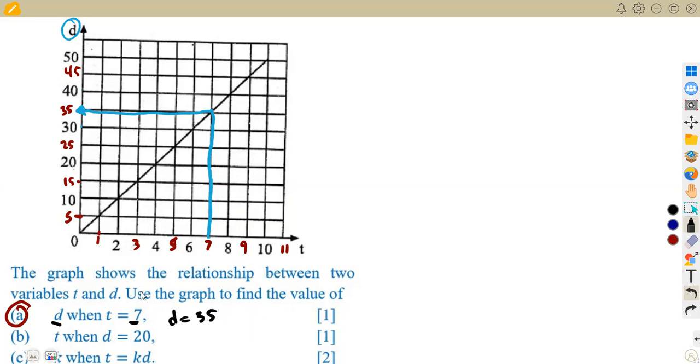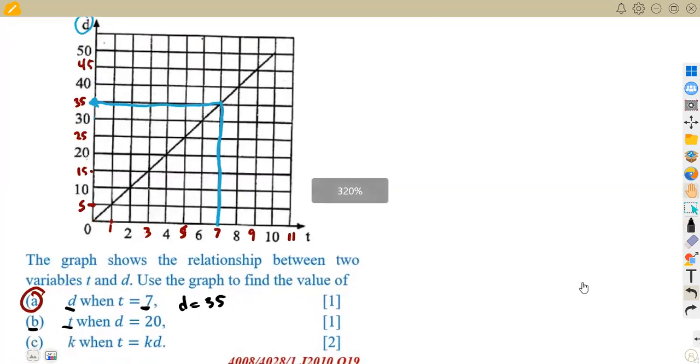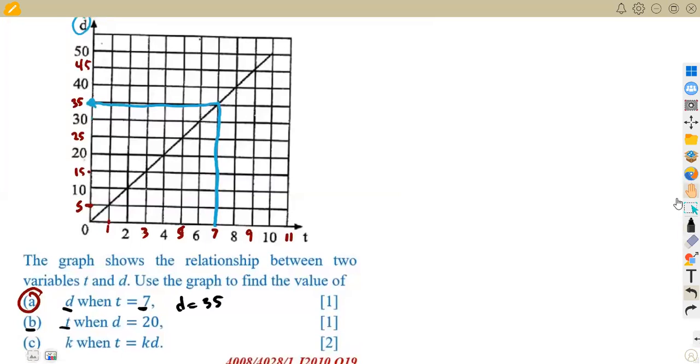That is it. B, the value of t when d is 20. Now they gave us d, meaning we are supposed to move from the side of d. They gave us that d is 20. So you move from d, which is 20 here, straight to the graph, to the straight line. Then when you reach the line, you drop your values down because you need the time, and the time is found down. So down there, what is the corresponding value? It's a 4. So our time at that moment is going to be 4.